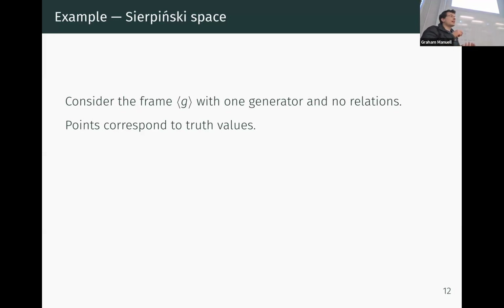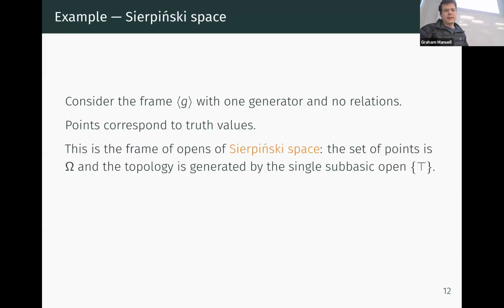And then we have one kind of sub-basic open, which is the thing in omega that's true, that corresponds to G. And it turns out this is what's called Sierpinski space. So classically, Sierpinski space has two points and one non-trivial open, an open containing one of those points. Constructively, the underlying space is not the two-element set, it's the truth values. So this is what I said.